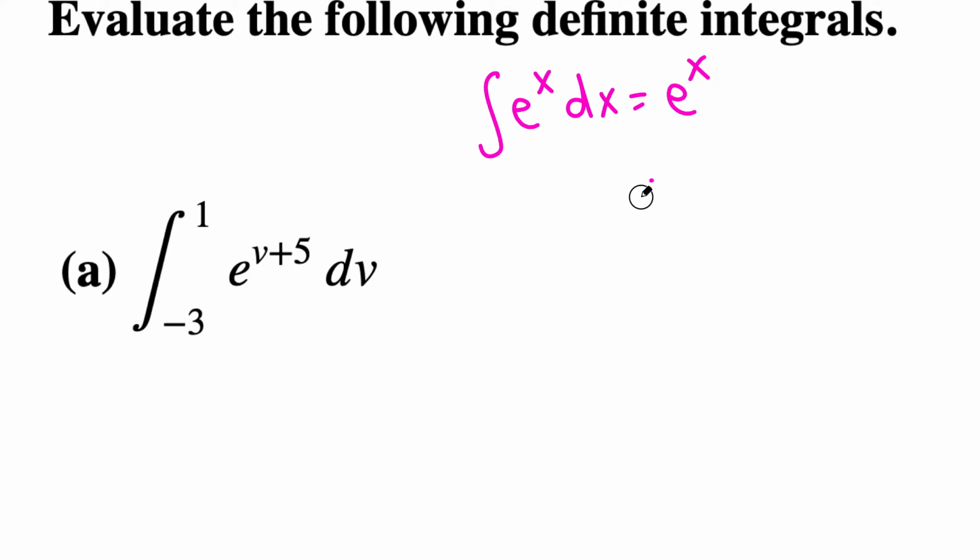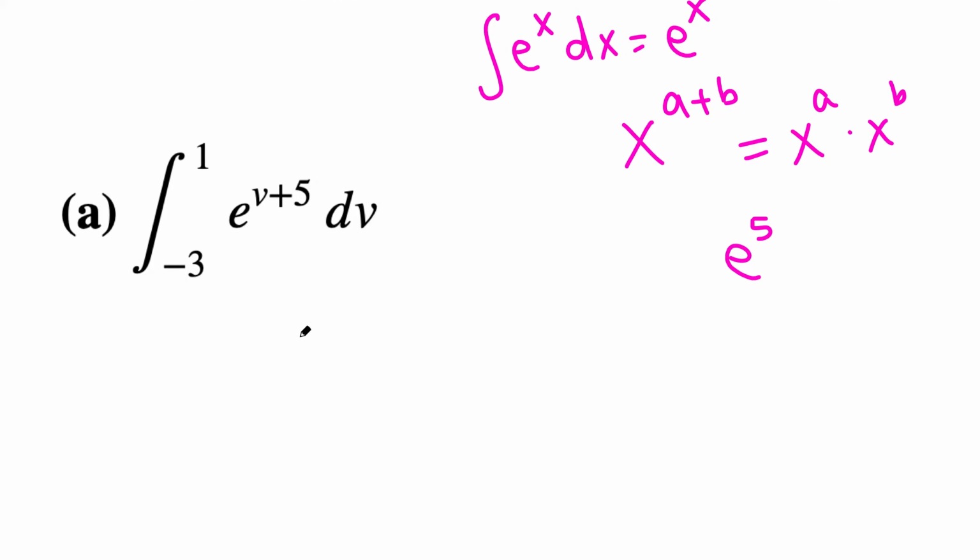How about recalling this? When we have x raised to a plus b, that is the same as x raised to a times x raised to b. If we do that, we get e raised to v times e raised to 5. And e raised to 5 is a number. That's good news, and that number can be pulled all the way outside. Okay, so let's do that.